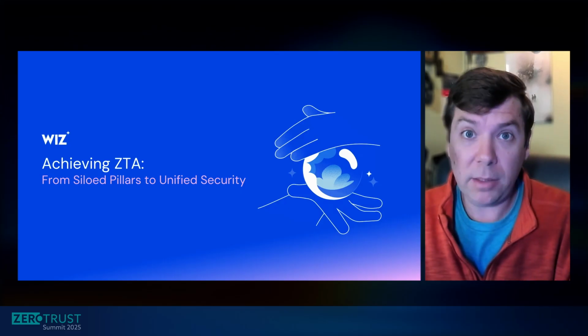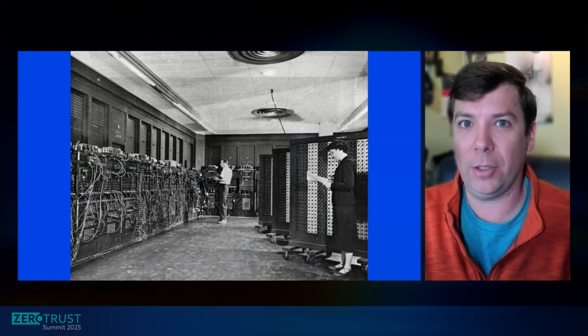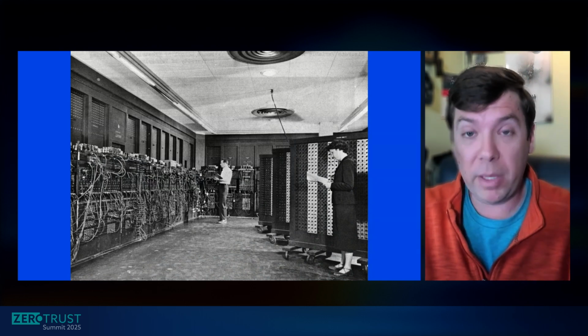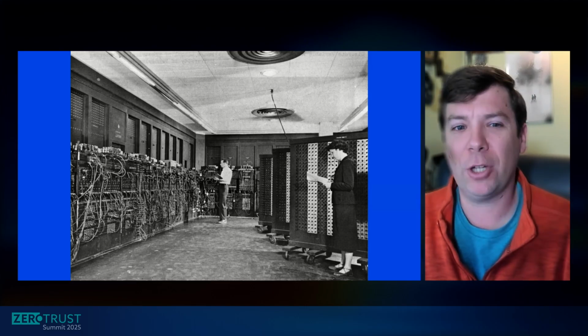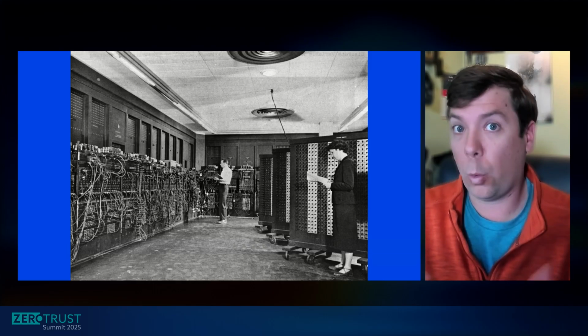Now, speaking of beginnings, one of the things that I always love to do anytime I talk about Zero Trust is to start with this image. So this is a really fun history lesson. Some people might immediately recognize this. Others, it might look a little familiar, but maybe a little bit strange. This is a picture of the ENIAC, which is seen as the first Turing complete computer.